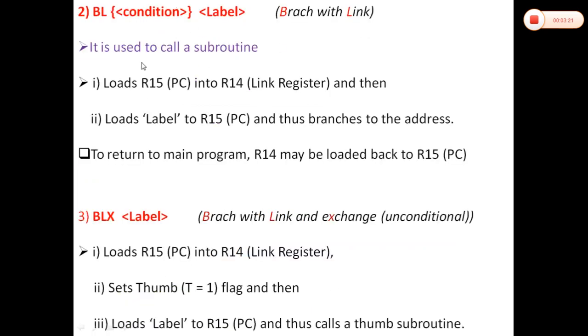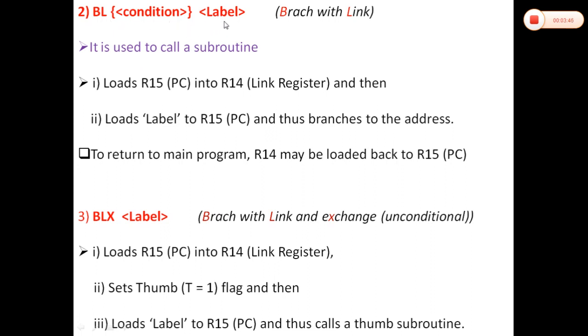Now these instructions are for implementing subroutines or calling subroutines. The instruction is branch with link. Once again, it's a conditional instruction and the address is given in the form of a label. So branch with link, condition and label. Okay, so this is used to call a subroutine.